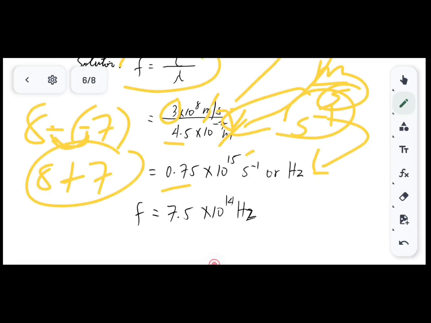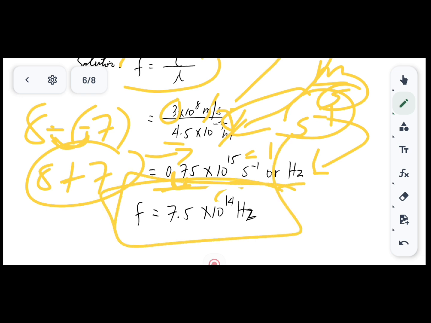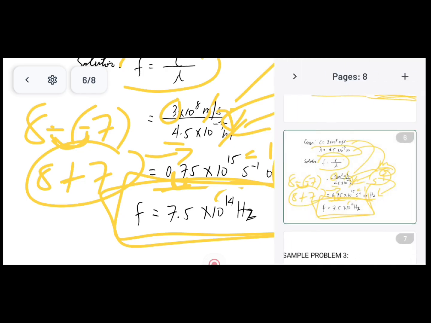And then after that, the next thing you need to do is properly express the value in scientific notation, which is moving one decimal point from here to here, which means you have to subtract depending on the number of movements that you did. So 15, I made one movement. 15 minus 1 is 14. So the answer is 7.5, because you move the decimal point between the 7 and 5. So 7.5 times 10 raised to 14 hertz. You may use S negative 1 or the hertz, whatever you want. This is the answer for sample problem number 2.